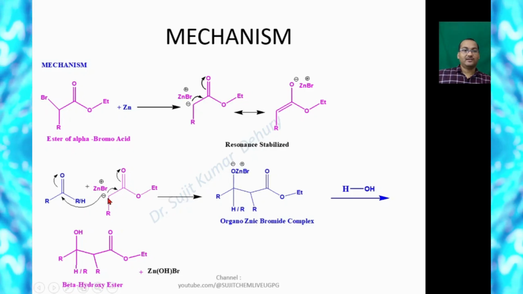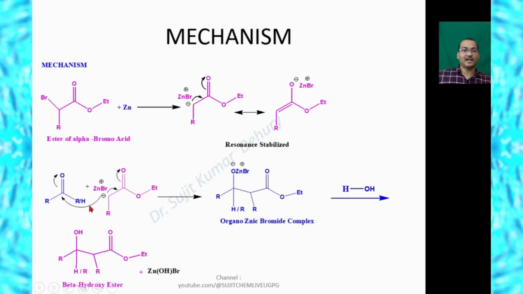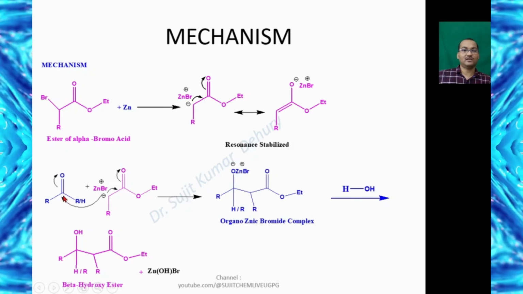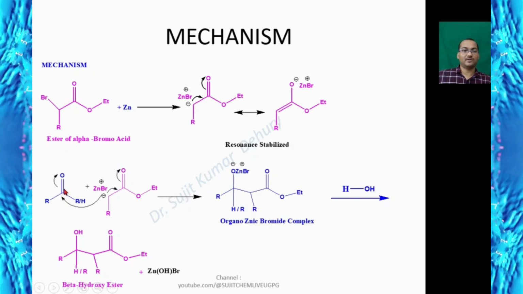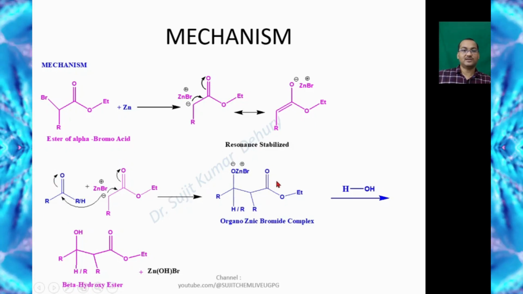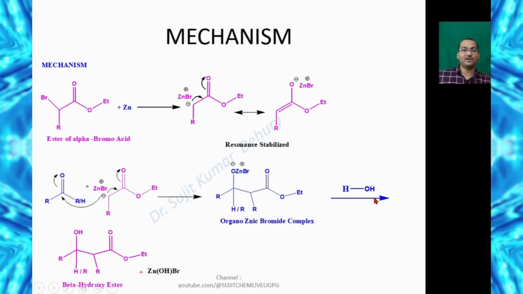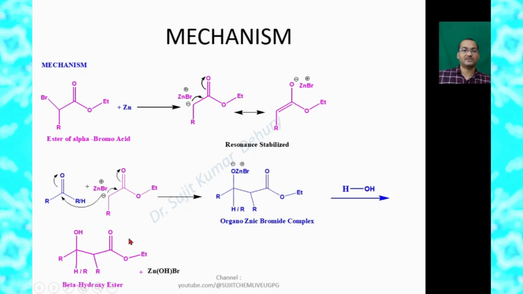This C minus can again act as a nucleophile. It can attack the carbonyl carbon of the aldehyde or ketone, and this CO bond will break on oxygen. As a result, you get this organozinc bromide complex, and upon hydrolysis you will get a beta hydroxy ester.